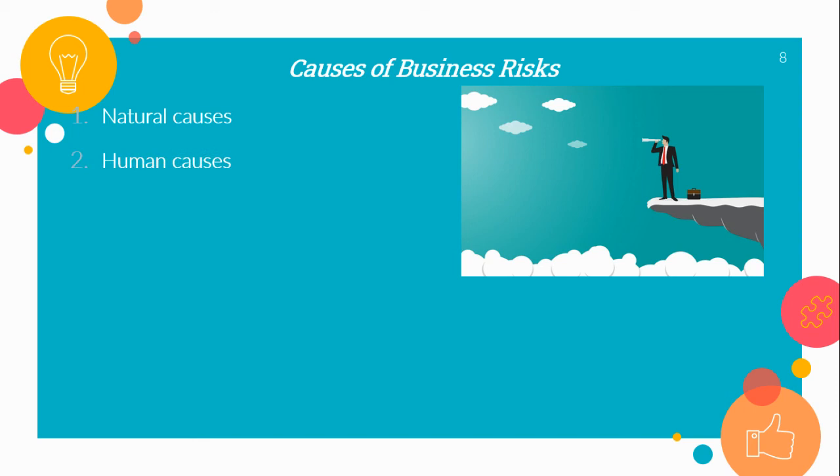Next is human cause. Human causes of risk refer to negligence at work, strikes, work stoppages, and mismanagement. Third is the economic causes. Economic causes involve things such as rising prices of raw materials or labor costs, rising interest rates for borrowing, and competition, and many others pa tayo.